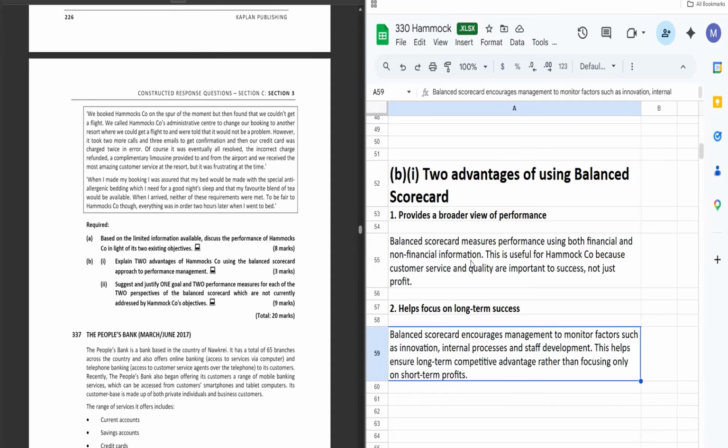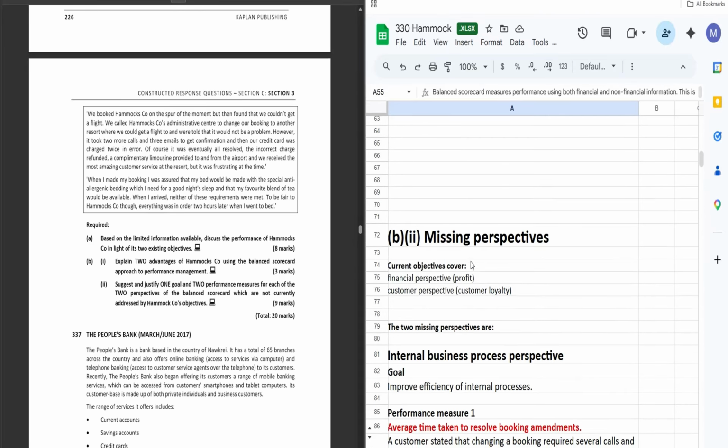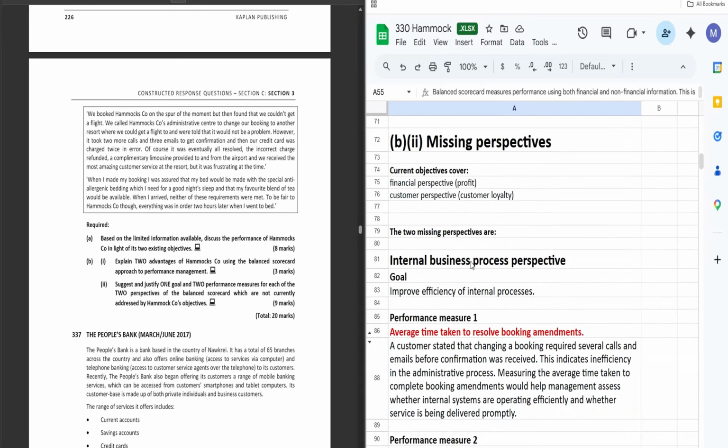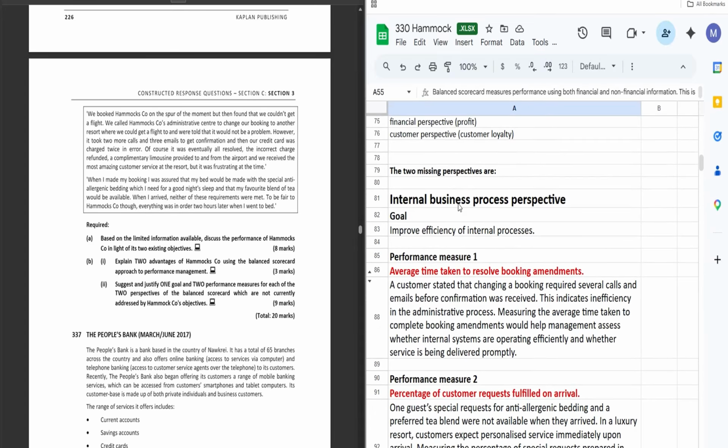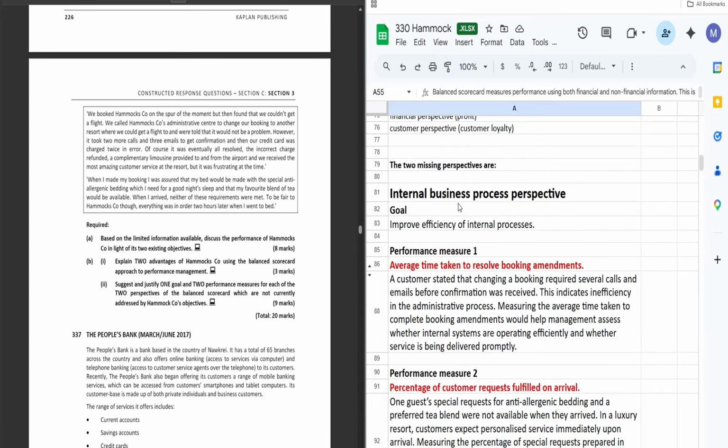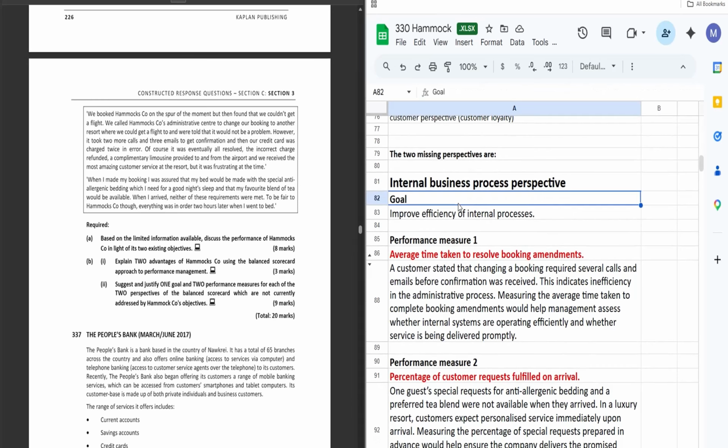Okay, I have done this for you. So the current objective covers only the financial perspective and the customer perspective. The two missing ones are, first, the internal business process perspective. So here the goal will be to improve the efficiency of the internal process of the company.